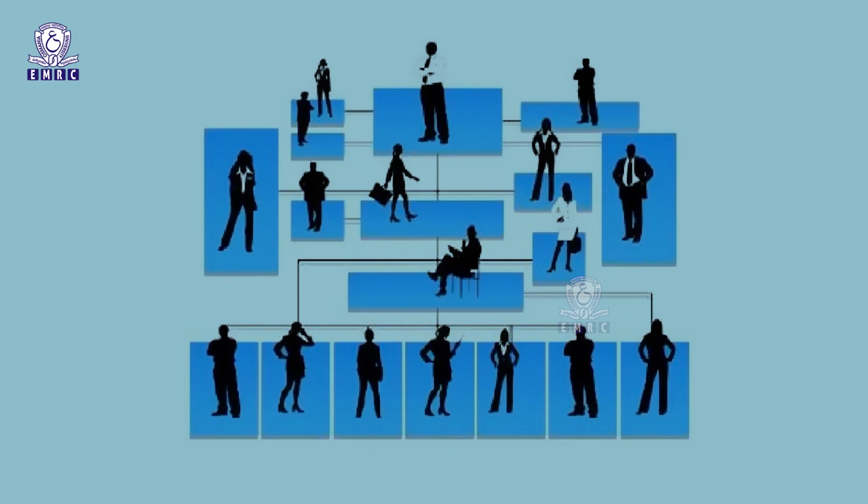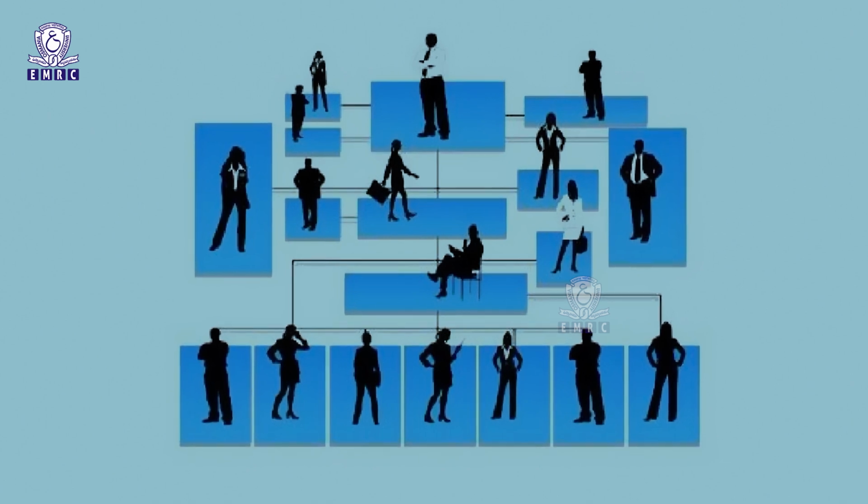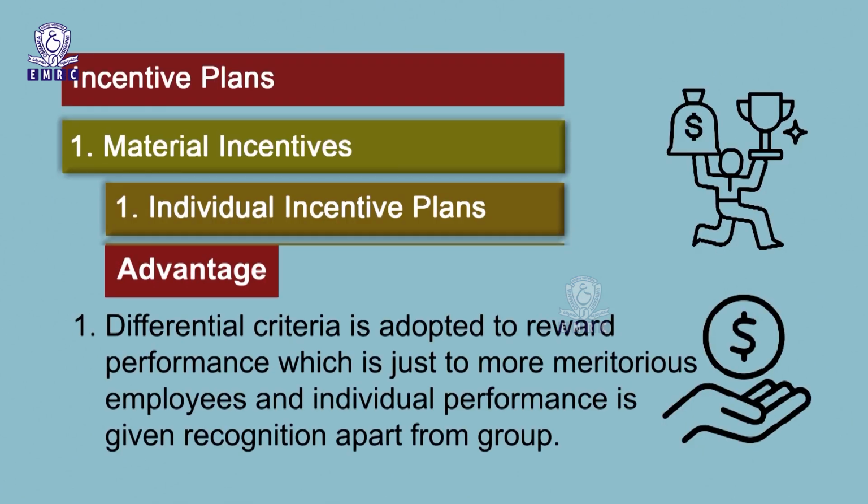There are, however, problems in instituting individual incentive plans. The most pressing is the criteria by which work performance standards are to be set, and it has to be kept in mind that differential payment schemes might adversely affect social capital and lower group morale. It can also potentially affect the quality of work. So, differential annual payout may be determined by a subjective evaluation of each person's performance. An advantage is that differential criteria is adopted to reward performance to more meritorious employees, and individual performance is given recognition apart from the group.